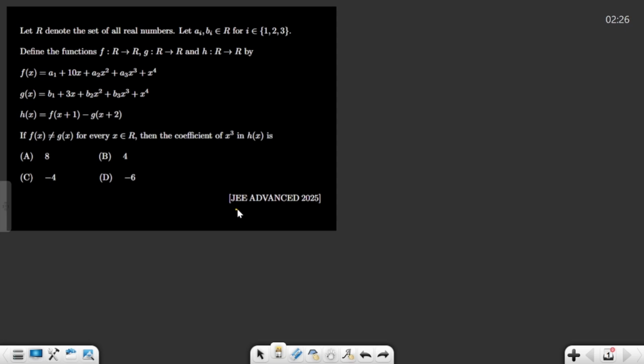Today we will solve this problem from JEE Advanced 2025. This is an interesting problem. You must attempt this problem one time before watching the solution. So let's start solving the problem.